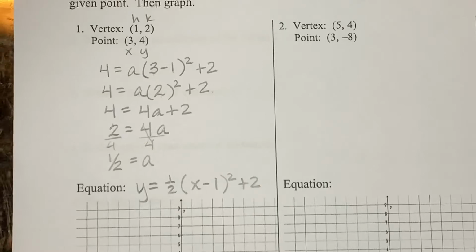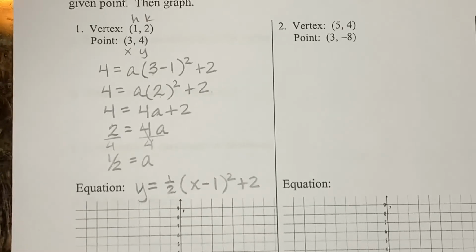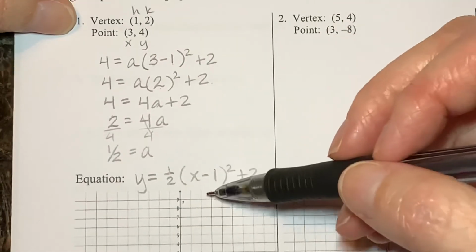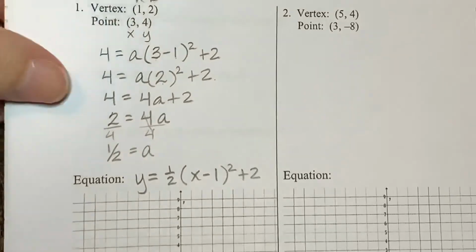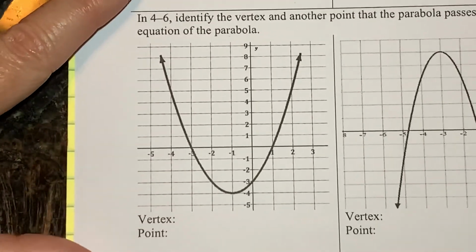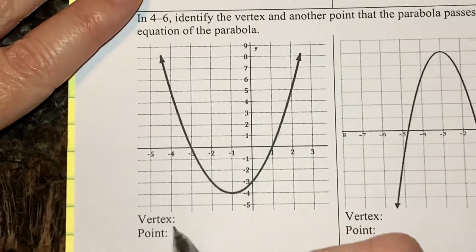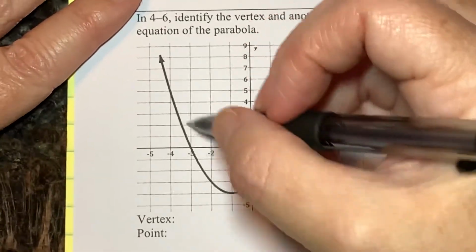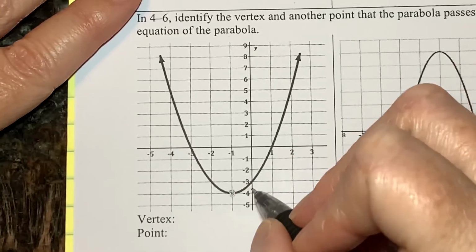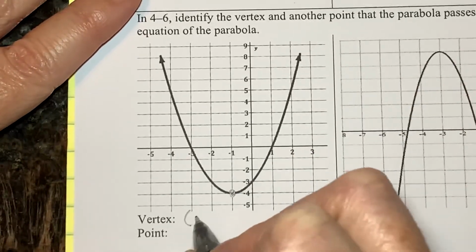I'm not going to walk you through that, you guys. We just did one. So that's pretty much what you're doing for 1 through 3. We've done this process a lot, so you're just finding the equation. Same thing down here, except it's giving you the graph. So you first identify the vertex. Where's the vertex? Vertex is going to be here, so (-1, -4).